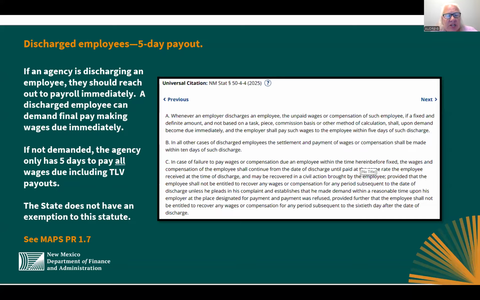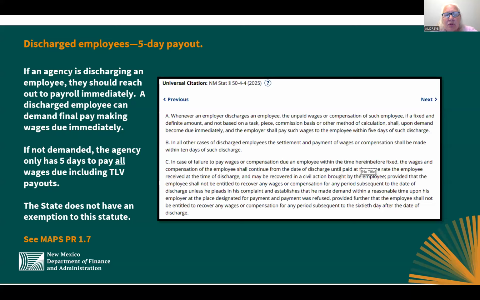That's why I'm saying reach out to your payroll administrators. They can assist you in walking through what those calculations look like, what forms you need to submit to ensure that we do a 5-day payout.